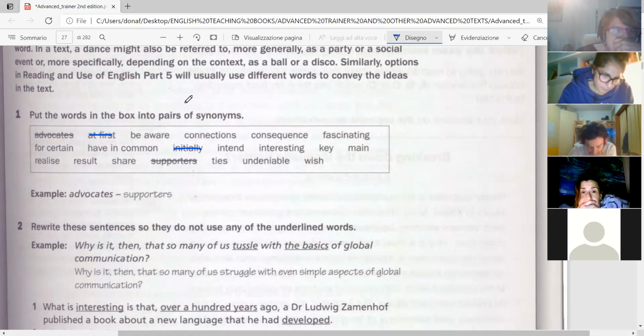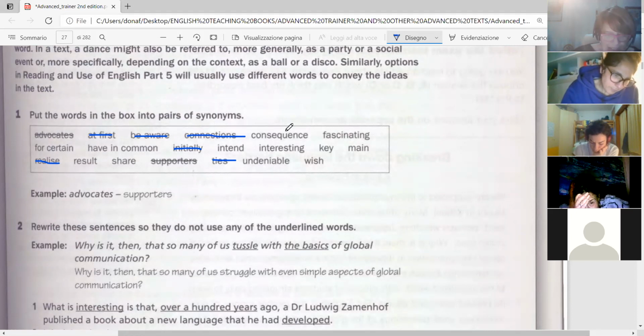Be aware, realize. Yes, be aware and realize. Connections, with ties. Connection with ties, yes, of course. Oh, good, they are in alphabetical order, because usually I'm looking for them all around, but they're in alphabetical order. Okay, then we have consequence, result. As a consequence, as a result.